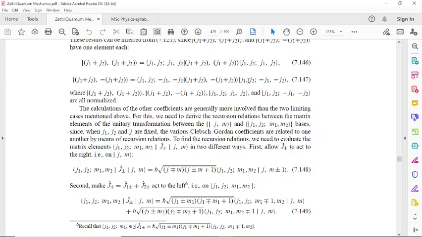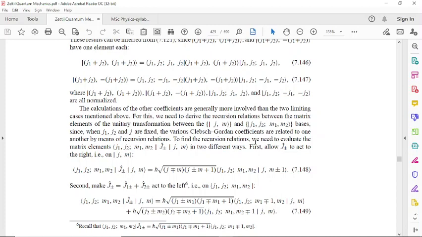For this, we need to derive the recursion relation between the matrix elements of the unitary transformation between the set of kets |jm> and the set of kets |j1 j2 m1 m2>. Since when j1, j2 and j are fixed, the various Clebsch-Gordan coefficients are related to one another by means of a recursion relation. To find the recursion relation, we need to evaluate the matrix elements <j1 j2 m1 m2| J plus or minus |jm> in two different ways.